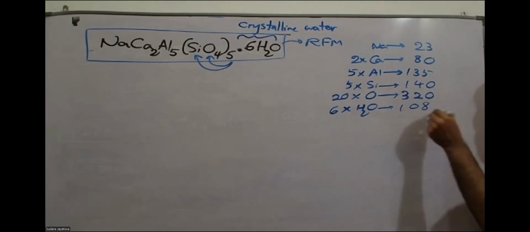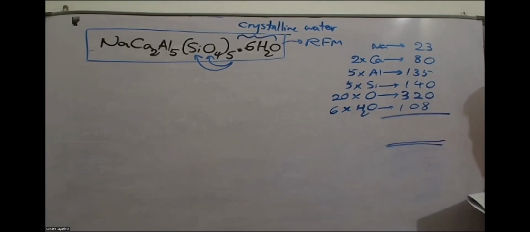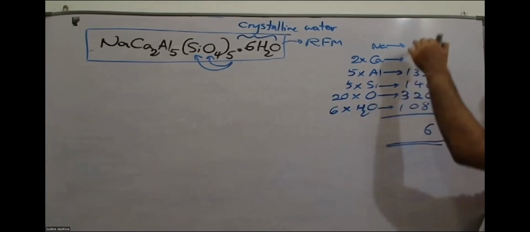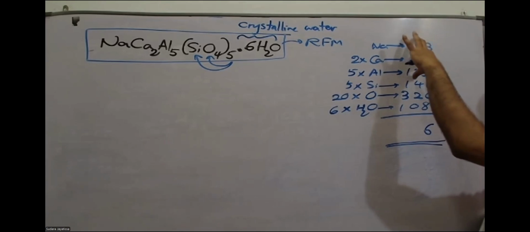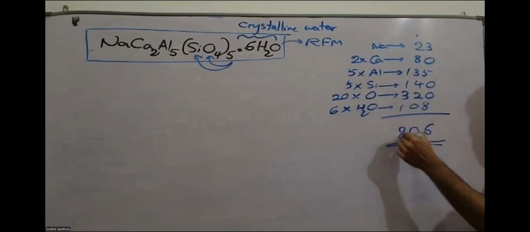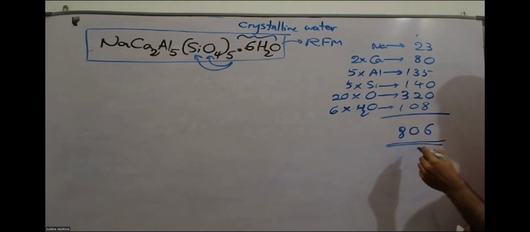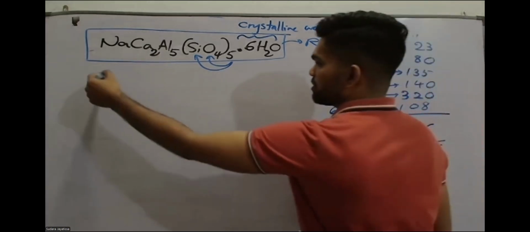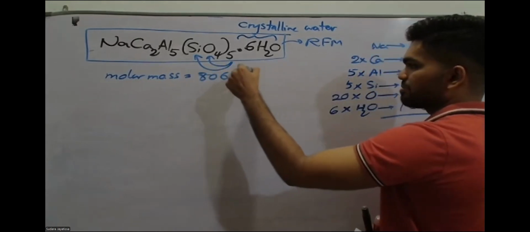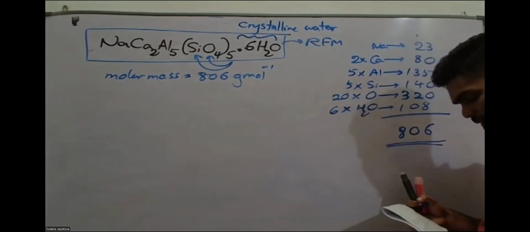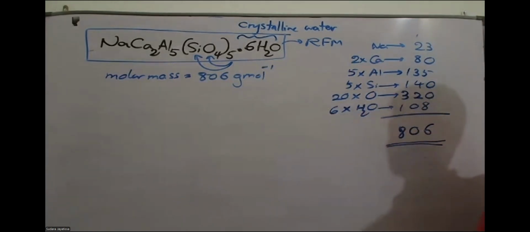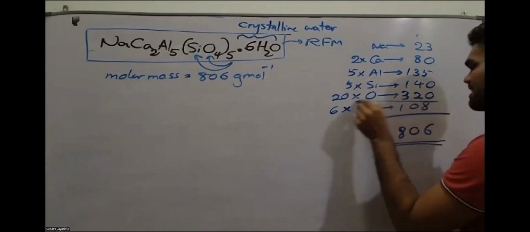Is that clear? So then you have to add this one. So once you added here, 16, 1, 10, 14, 18, 20, 2, 4, 8. 806. So its relative formula mass is 806. So therefore molar mass is 806 grams per mole. So what they are asking is, what is the percentage of water in this mineral? So out of the 806 gram, only 108 is water.